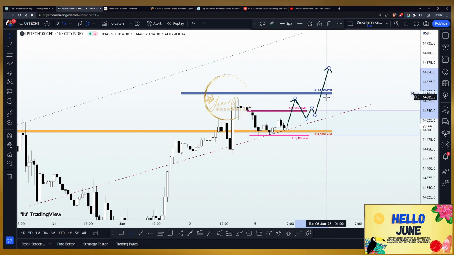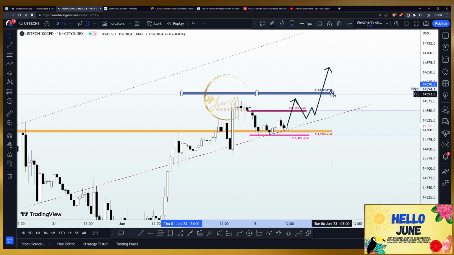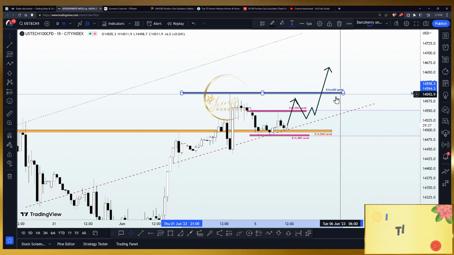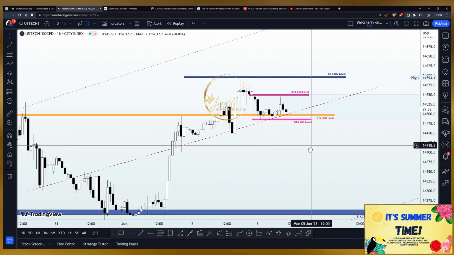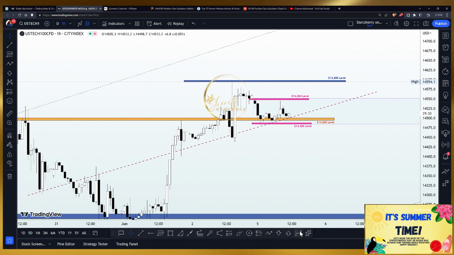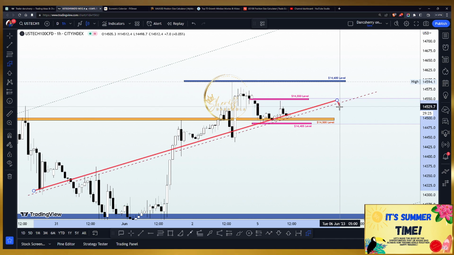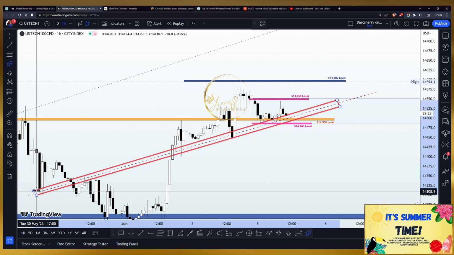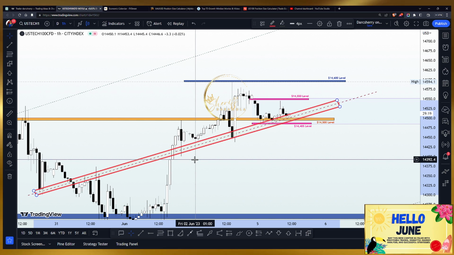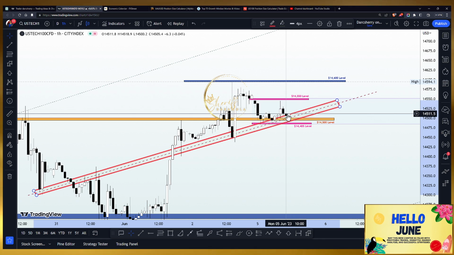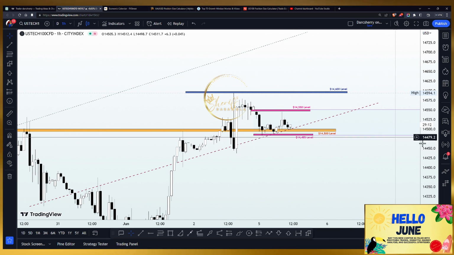Then another opportunity to buy will be coming in if price action breaks out of the $14,600 area. So this is how we are going to be buying the USTech100 for today. As long as price action remains above this bullish trend line, we'll feel comfortable in a buy position and look out for more opportunities to maximize the potential of this expected bullish momentum above the 14,550. So that is how we are going to be trading the USTech100.